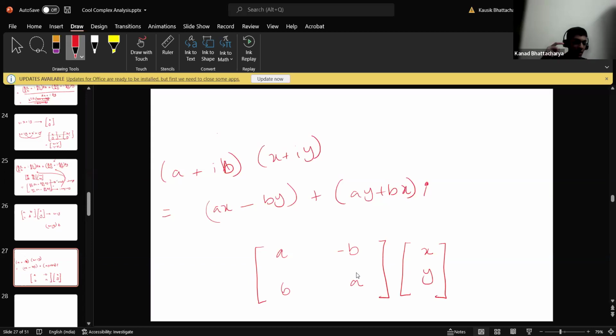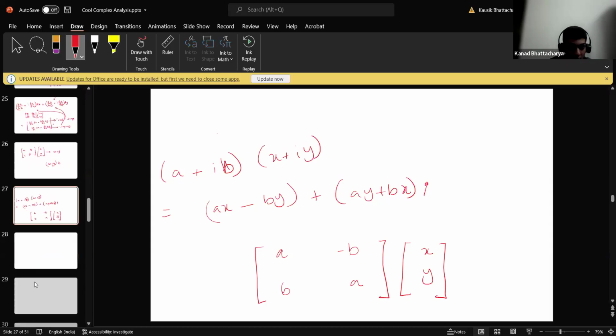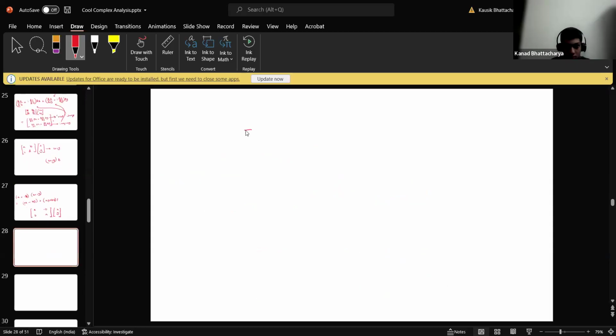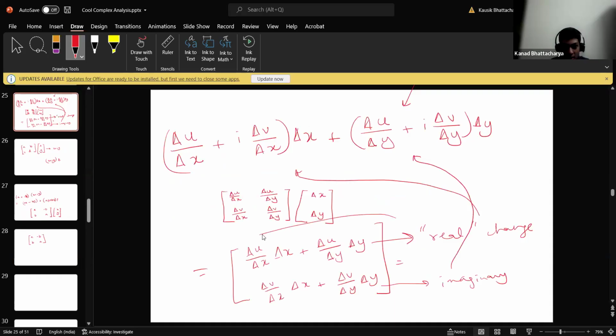Whenever we're multiplying a complex number with another complex number, the corresponding 2 by 2 matrix must be of this form, basically: A minus B, B, A. And so now this matrix should correspond to a complex number in order for the definition of a complex derivative to make sense.